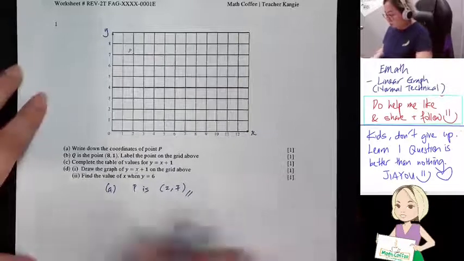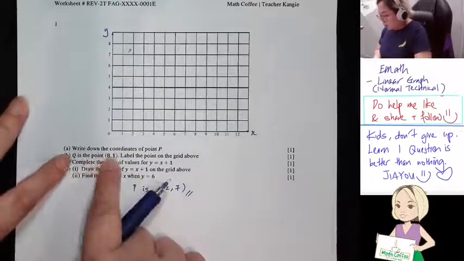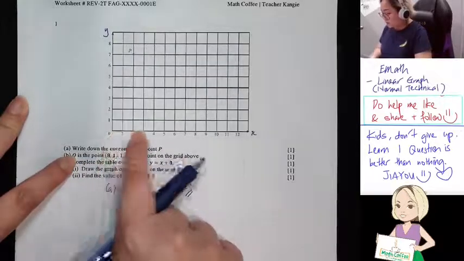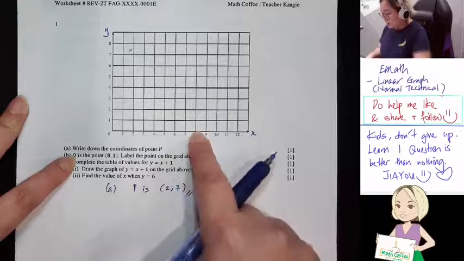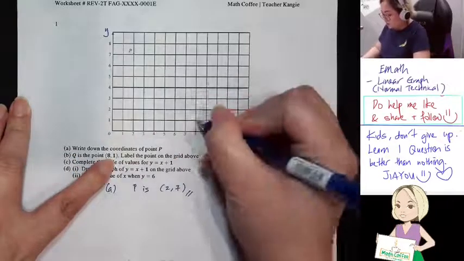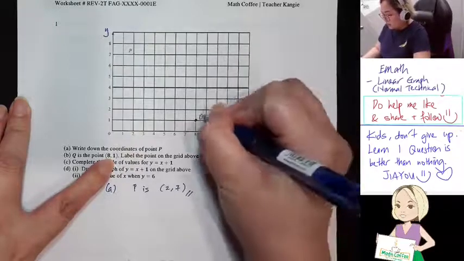Let's continue. Q is the point (8, 1). So you're going to plot the point. We always read the x first, so go to x coordinate 8. Then my y is 1, so go up, 1 is over here. This will be the point, and then you just label it as Q.